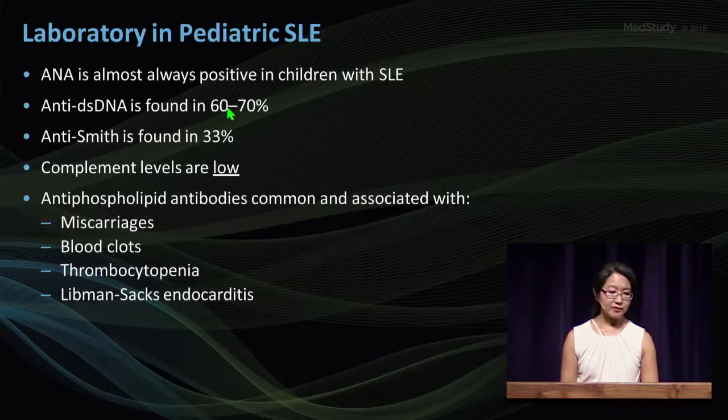The double-strand DNA is found in 60 to 70%. It's highly specific for lupus and portends a poor prognosis, renal involvement. Anti-Smith can be found in 33%, also associated specifically with lupus and poor prognosis. Complement levels, again, complement depleting disease, C3 and C4 and CH50 are low. And antiphospholipid antibodies, if the patient has it, are associated with blood clots. Older in life, they may have miscarriages. But also ITP is related to antiphospholipid antibodies.